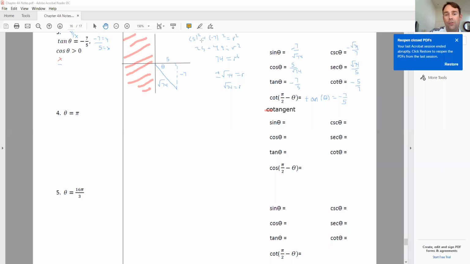All right, these next two, go ahead and figure out where the angles are located, then pause it and see what you guys came up with. See how you did.